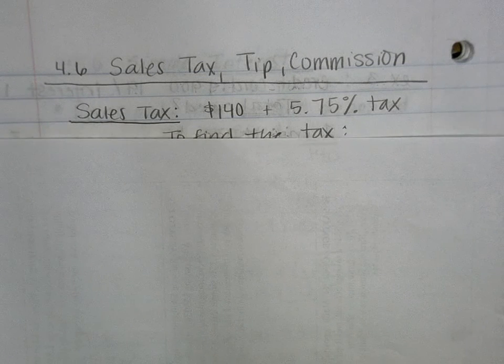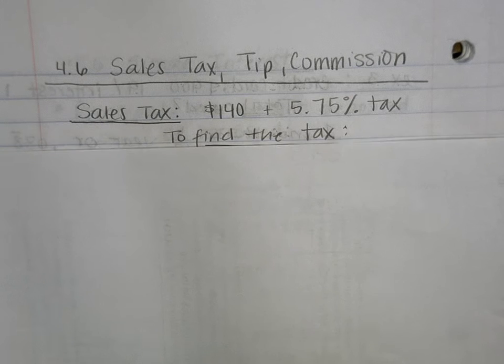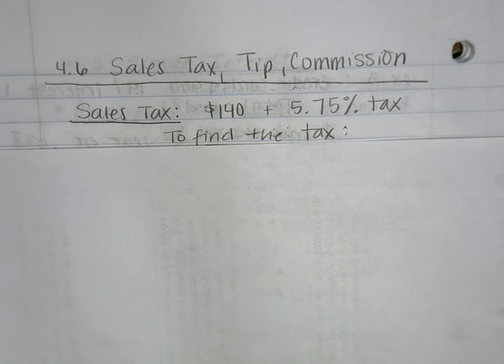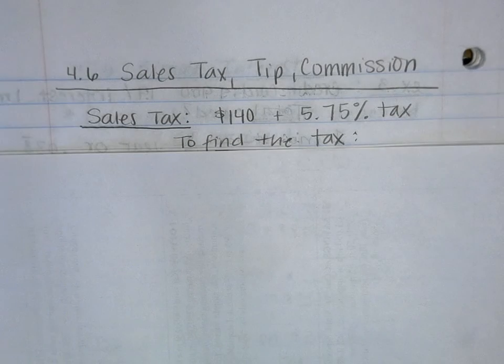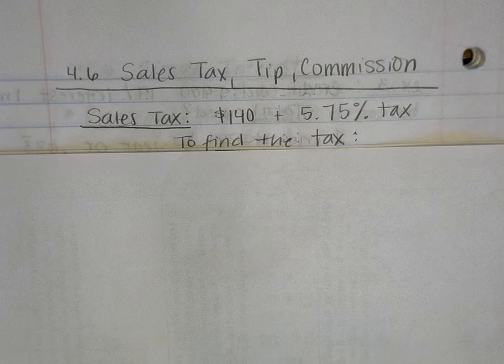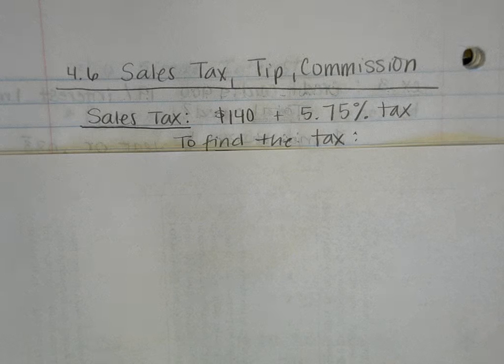So sales tax, right? Here's a good example. Let's say we buy something that's $140, and then the tax is 5.75%. I think in Clovis it's like 8.2%. Fresno is a little bit less if you're shopping for Christmas, just so you know. So $140 and then 5.75% tax.